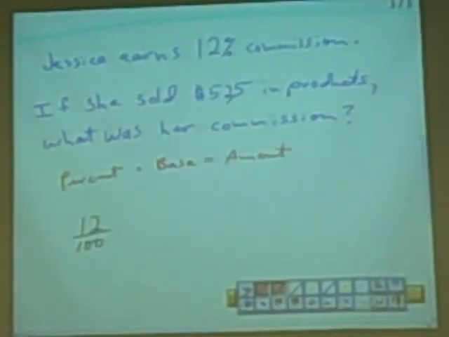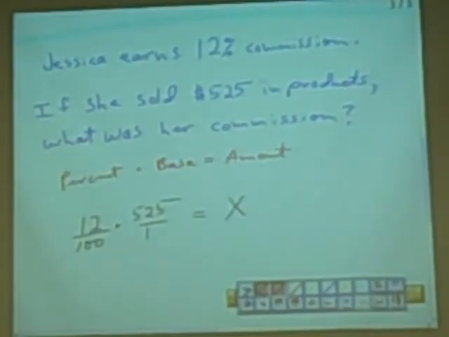If she sold 525 in products, okay, what? The 525, right. Now, it didn't say to use the proportion method, so it wouldn't be wrong if you didn't do it. If it told you to use the proportion method, then it would be wrong if you didn't. But since it didn't, you can use any method you want. Alright. Okay, so equals x.